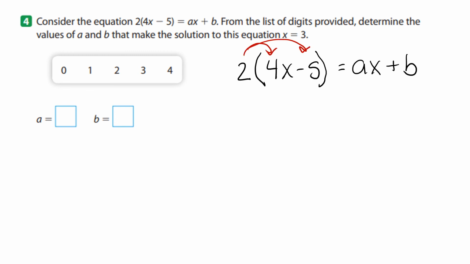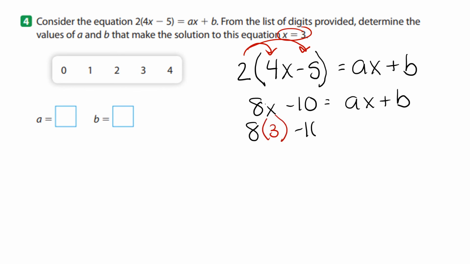We can multiply our 2 and 4 to get 8 and our 2 and 5 to get 10. Now again, we don't know the a and b values, but we can go ahead and plug in the x value because it tells us x is 3. So on one side, 8 times 3 is 24. 24 minus 10 is 14. Again, we can't solve the a and the b, but we do know that x is 3, so we can write it as 3a plus b.